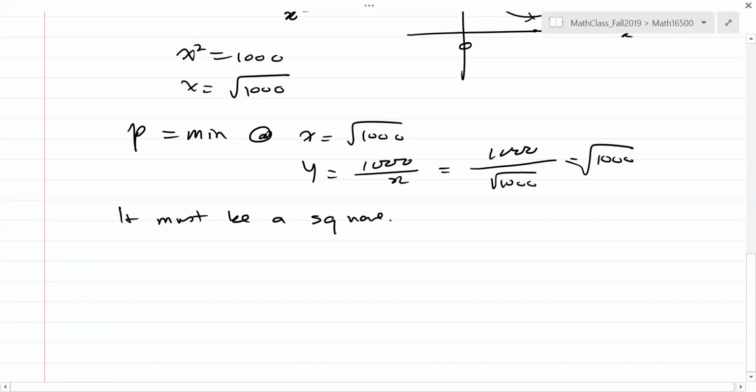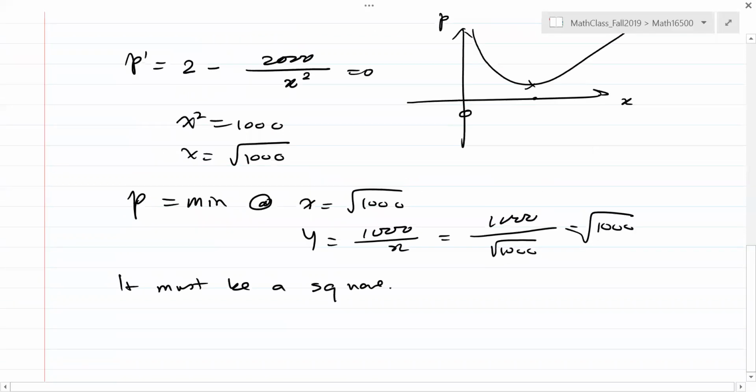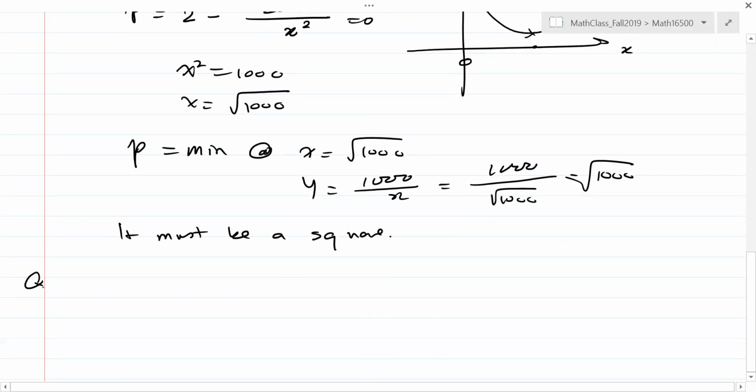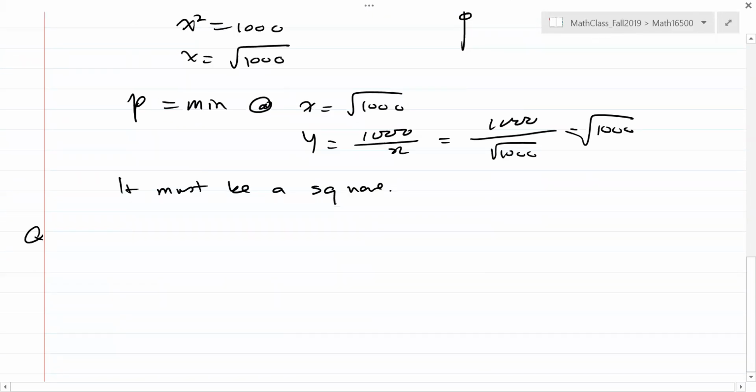It must be square, and we proved that in mathematics. The perimeter has a least value. So now I'm going to try to solve another problem. It's a three-dimensional problem. This is two-dimensional, right? The three-dimensional problem is, let me write down the problem.